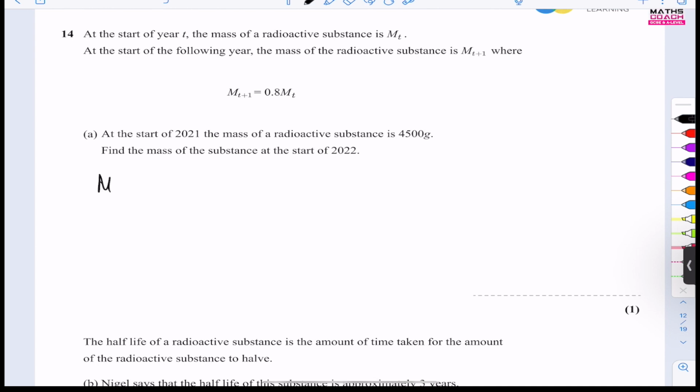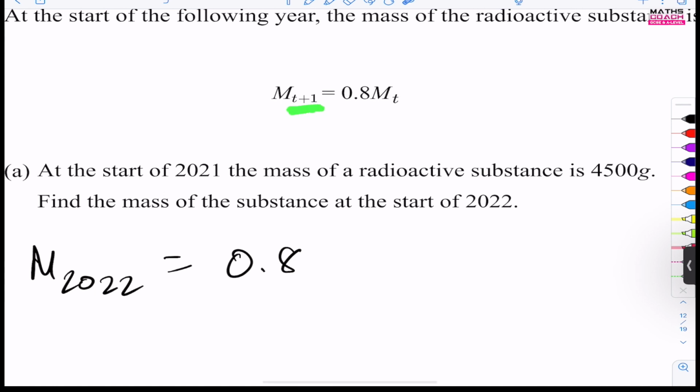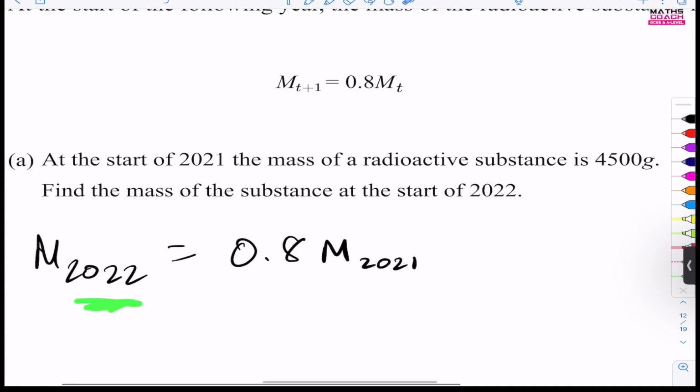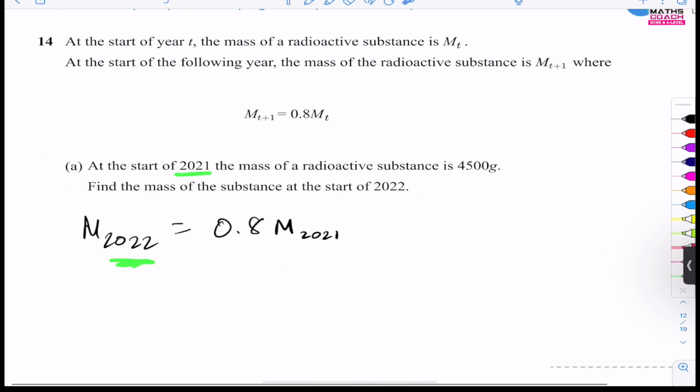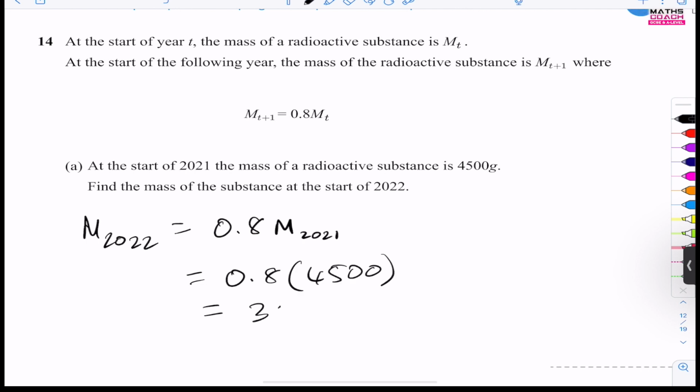So to work this out, the mass in 2022, we're going to do 0.8. And what does this mean? Let's just zoom in here. So if you have T plus 1 and then you have T, that means MT is the year before that. So we're going to have M of 2021 because we are working out 2022. And we are given the start of 2021. We are told that is equal to 4,500. So 4,500 is going to go right in there. So it's going to be 0.8 times 4,500. And that gives us 3,600 grams. So the mass in 2022 is 3,600 grams.